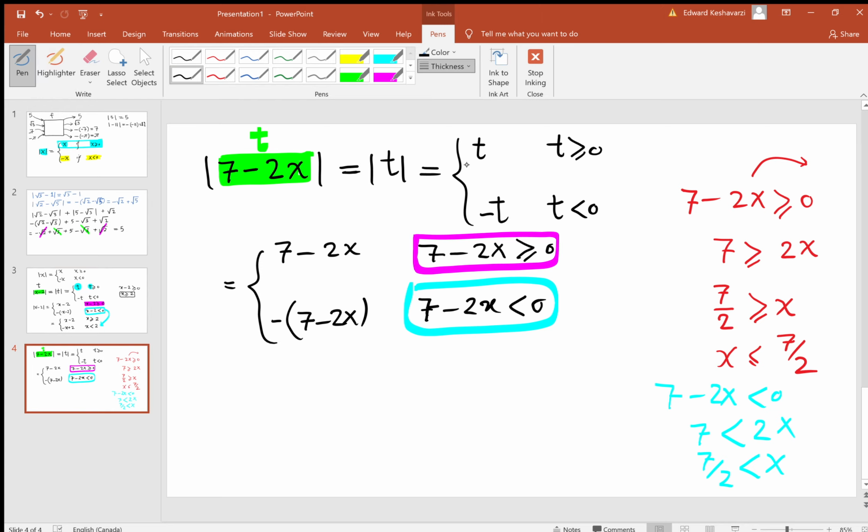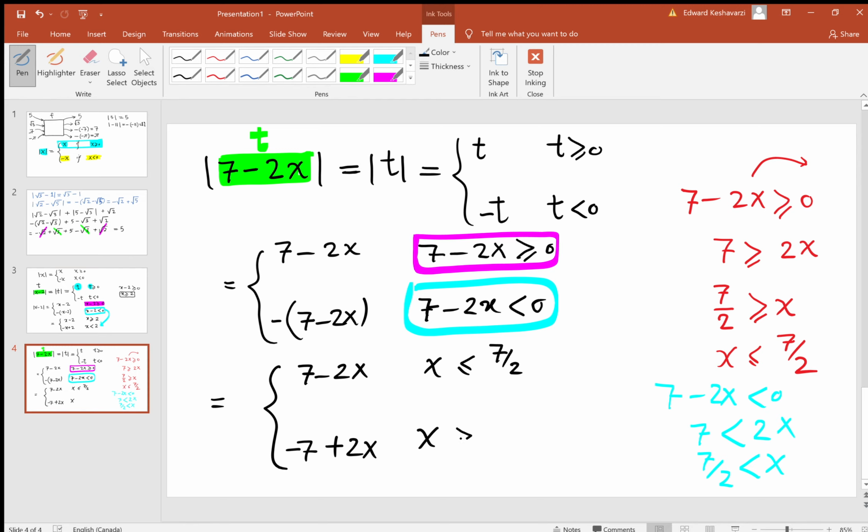And this is the final step that you are seeing here. 7 minus 2x as x is less than or equal to 7 over 2, and negative 7 plus 2x as x is larger than 7 over 2. This is how we change an absolute value to a piecewise function.